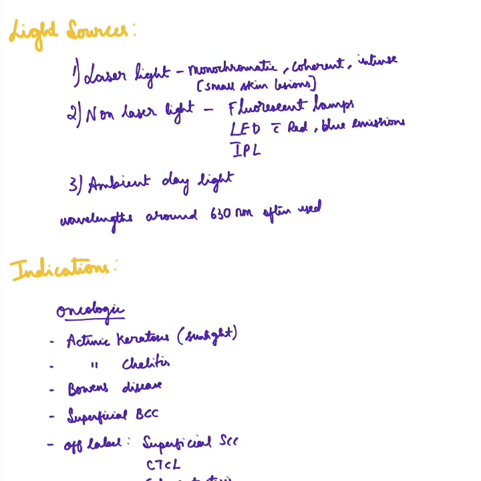Coming to light sources, first is laser light. It is monochromatic, coherent and intense. Those are its beneficial effects, but it can be a bit pricey, and it can be used for small skin lesions. Whereas non-laser lights such as fluorescent lamps, light emitting diodes with red-blue emissions and intense pulsed light sources can also be used, as well as ambient daylight. Wavelengths around 630 nanometers are often used because they have maximum absorption.